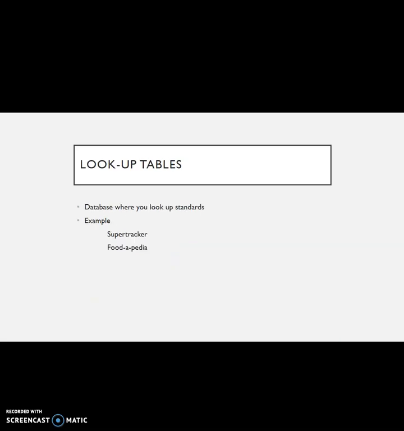Lookup tables are databases where you look up particular standards. So, for example, a super tracker or some kind of Foodipedia. These are all resources that tell you the standards of food you should be consuming and levels of food or water or nutrition that should be intake.